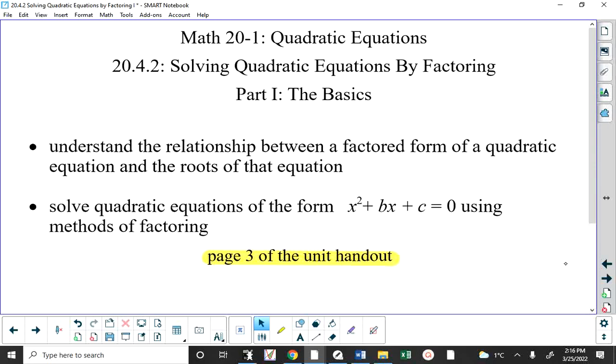Because the coefficient of the x squared term is 1. That's the reason. I think it's really important for you to understand here that what we're doing today will only work if the coefficient of the quadratic term is 1.